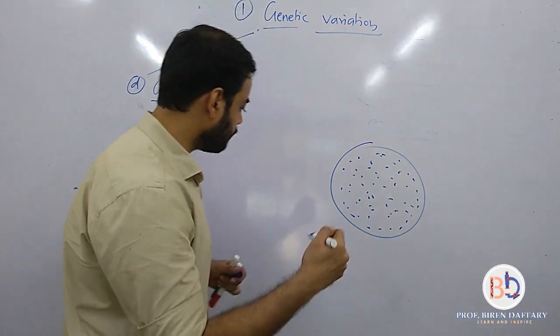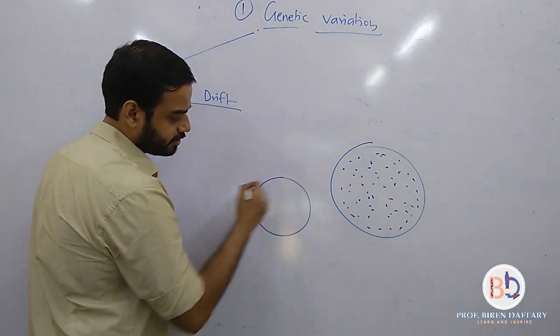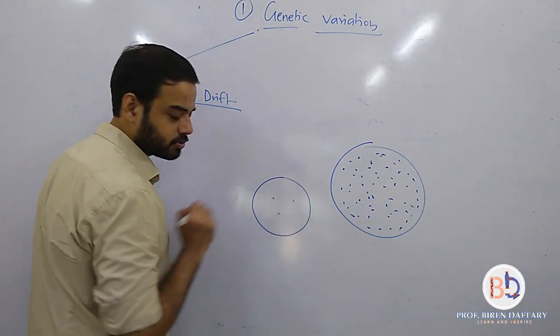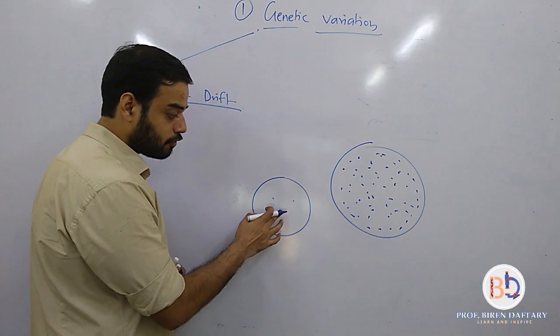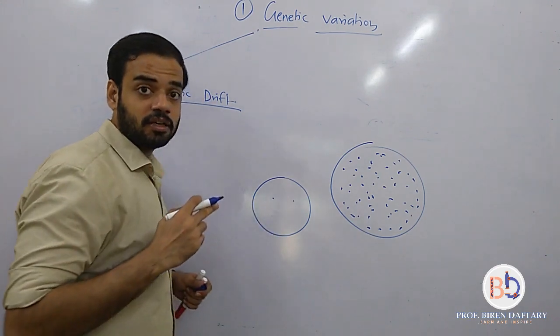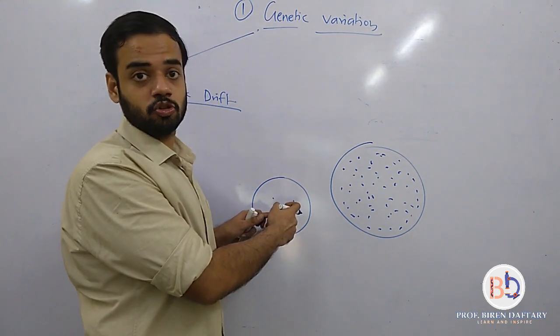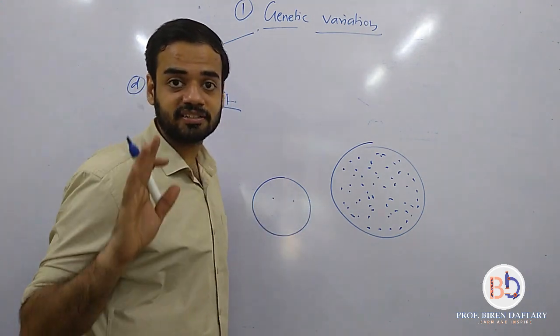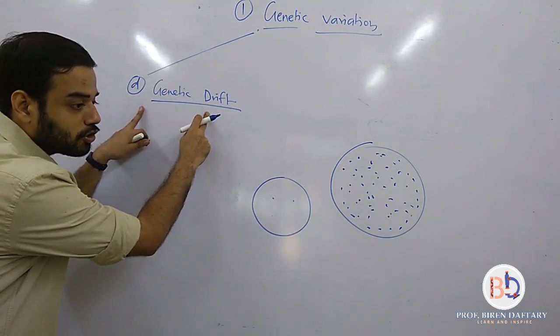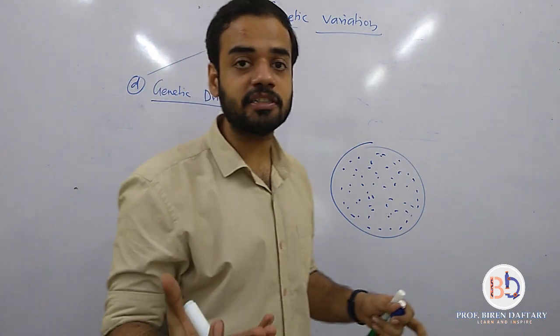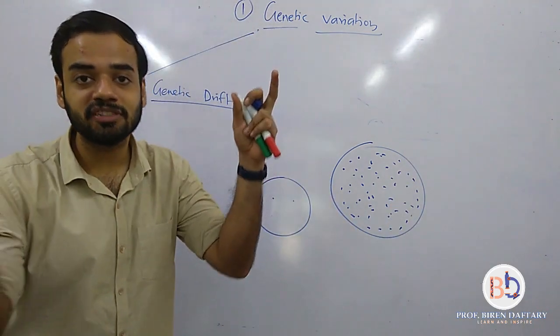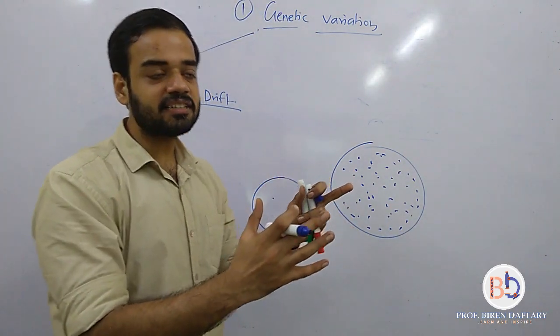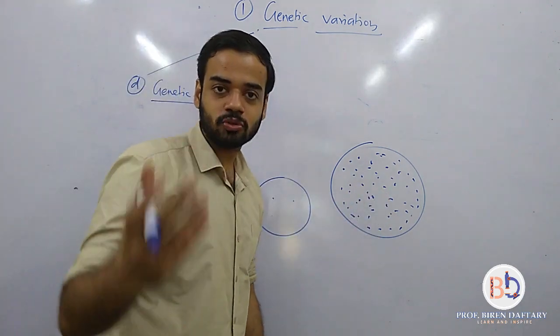But if I draw another population which is having only 3 organisms, and here if one organism dies because of death, तो यहाँ पे gene pool बहुत change हो जाएगा, because already the organisms are less. So genetic drift normally affects which populations? It affects Mendelian populations which are smaller. It doesn't affect the larger populations to that extent.